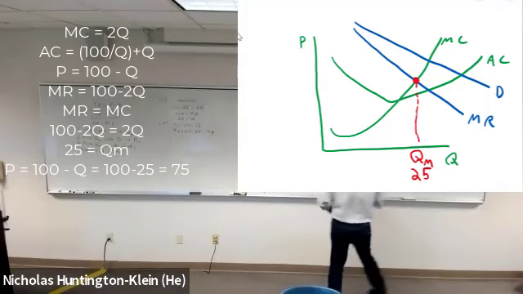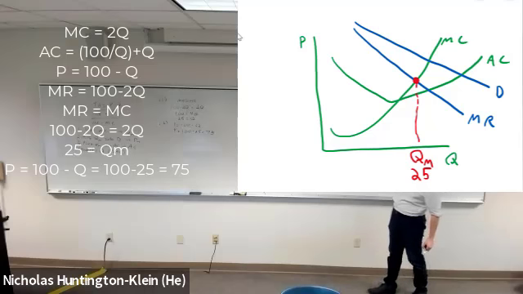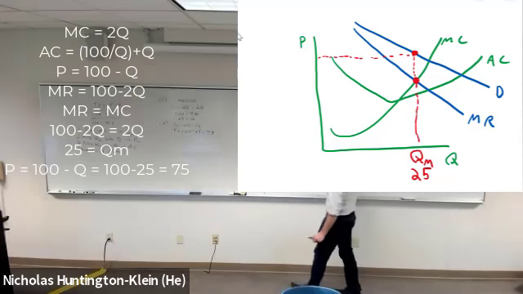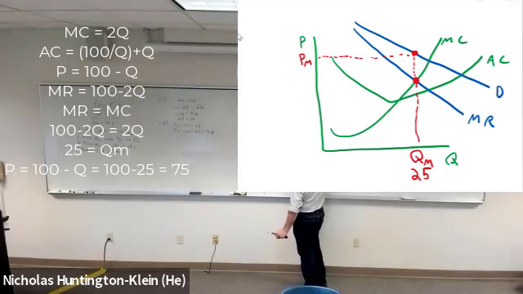Back on the graph, we're taking our quantity. We're going to ask the demand curve, hey, demand curve, what are you willing to pay? That's where we find the answer, where the quantity intersects with demand. Follow it over, we get 75.